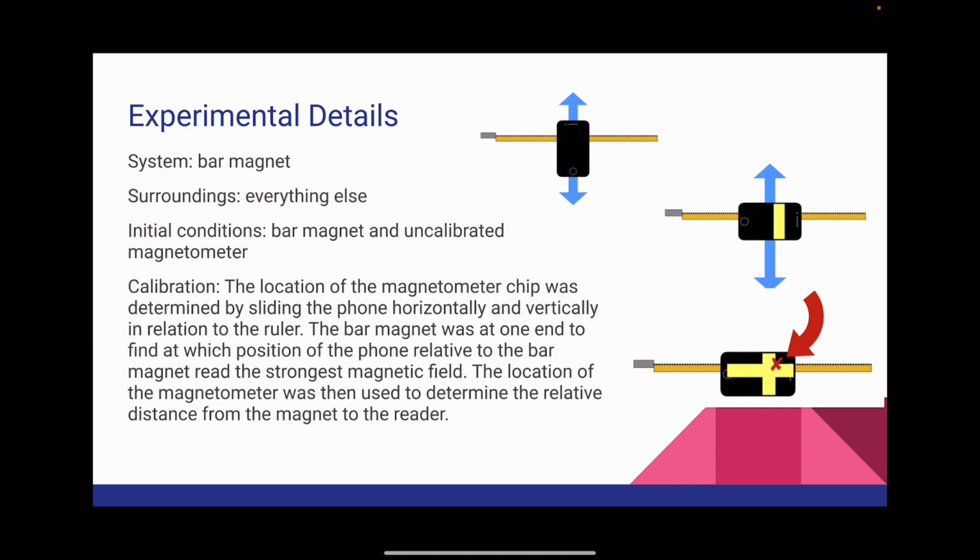The system in this experiment was the bar magnet, and the surroundings were everything else. Initially, we had the bar magnet and the uncalibrated magnetometer. To calibrate the magnetometer, the location of the magnetometer chip was determined by sliding the phone horizontally and vertically in relation to the ruler. The bar magnet was at one end to find at which position of the phone relative to the bar magnet read the strongest magnetic field. The location of the magnetometer chip was then used to determine the relative distance from the magnet to the reader.